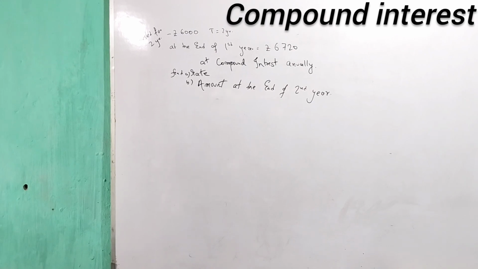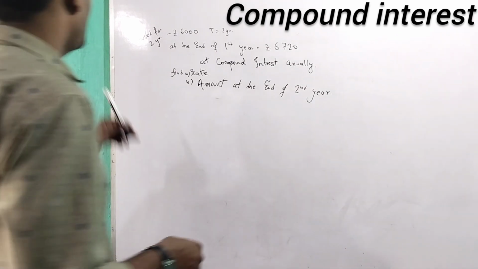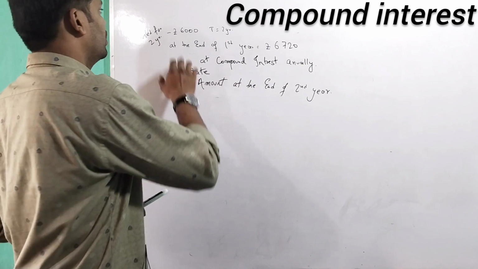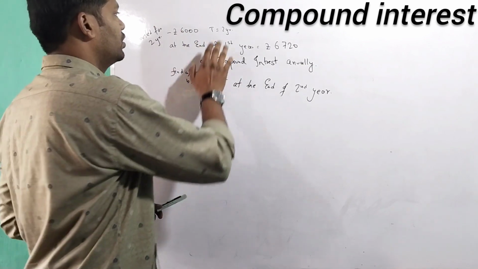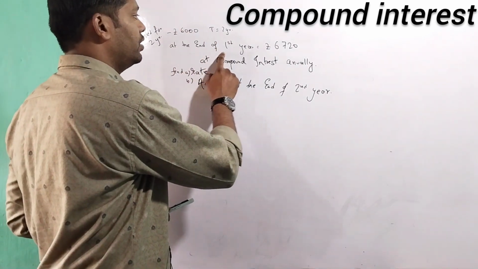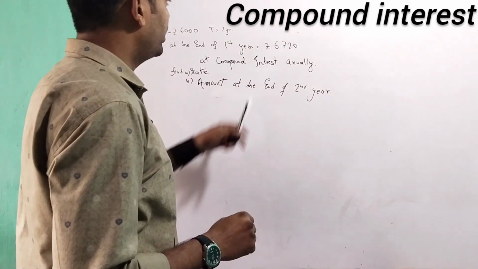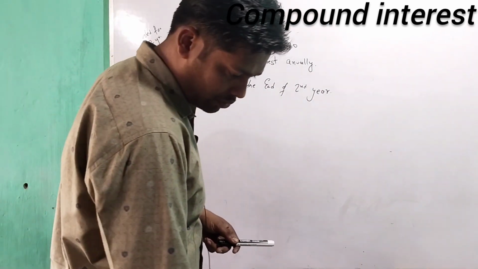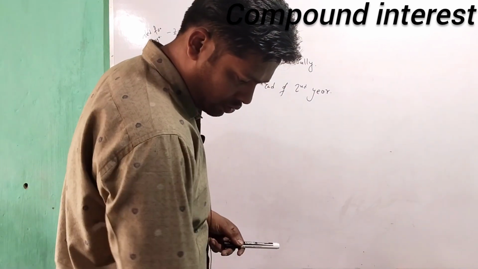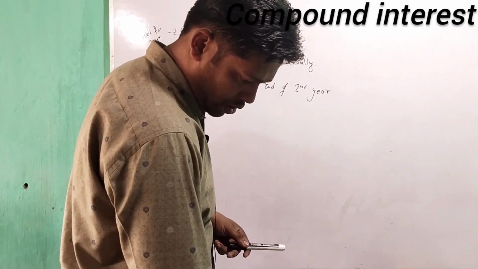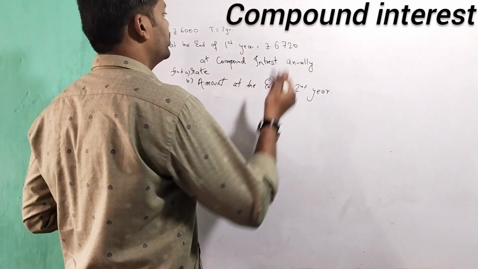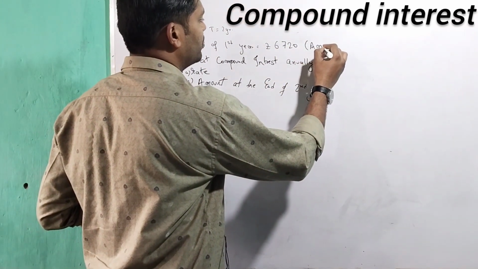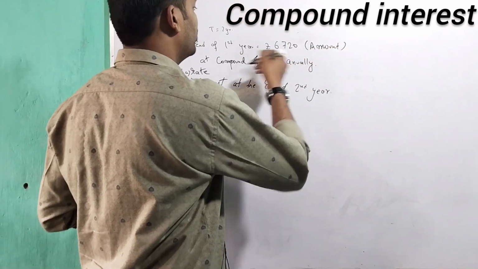Okay, so this is the question. Neha invested 6,000 for 2 years. At the end of first year, what are we going to get? Obviously the amount. At the end of first year, it amounts to this one, this is the amount, they told you already.